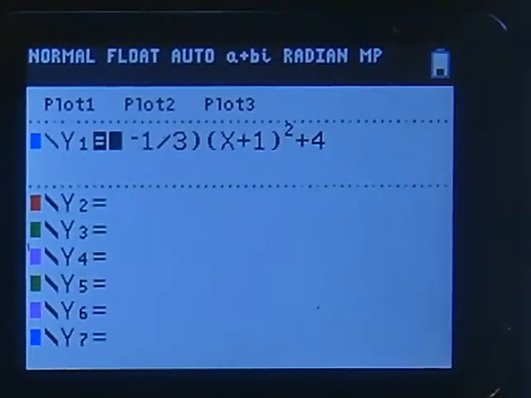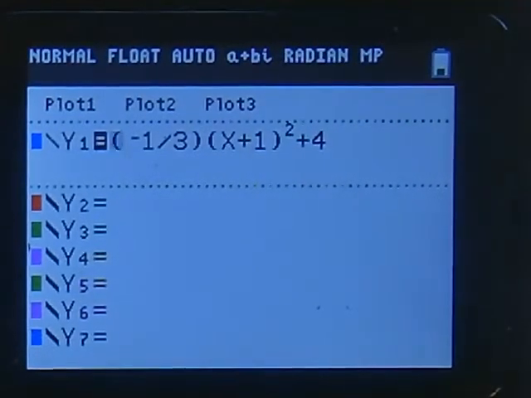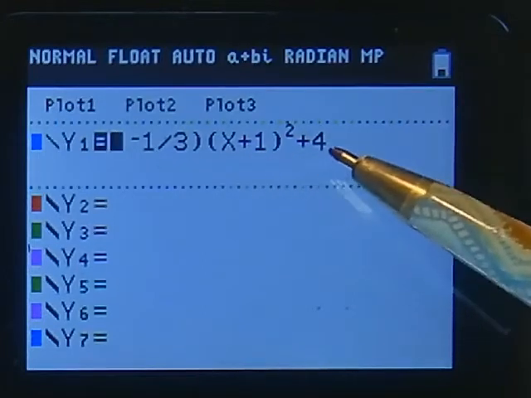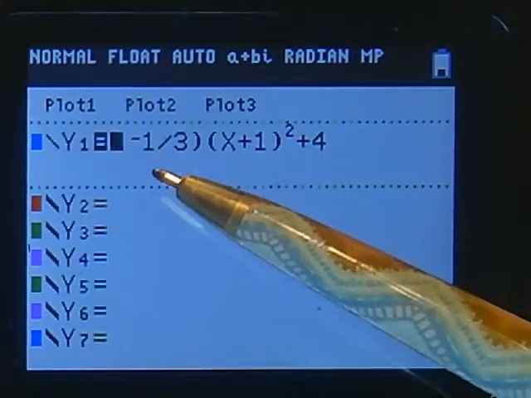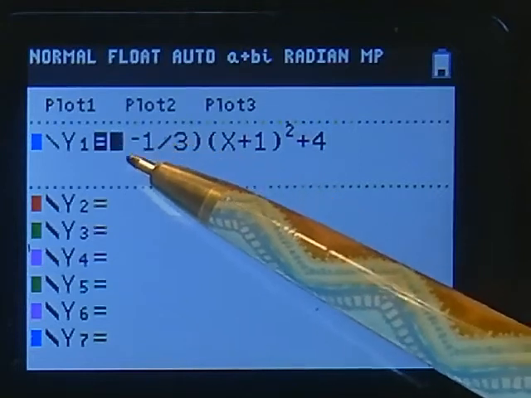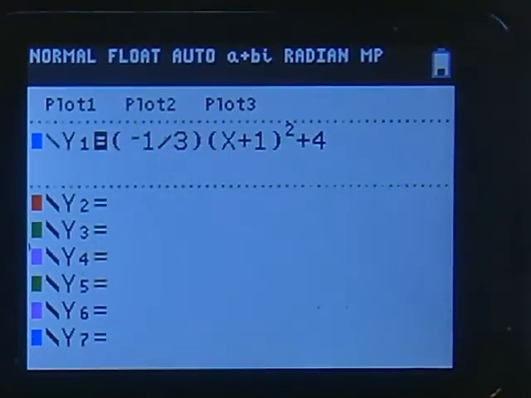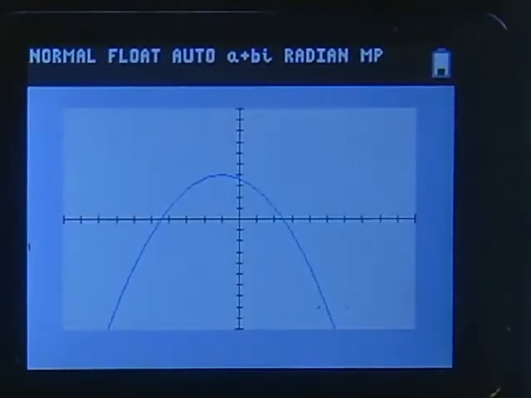And you can see again that the vertex, just looking at the equation here, x minus a negative 1, 4 is my vertex. And the a value is negative 1/3. So negative means it opened down. 1/3 means that the graph got squished. So as you look at this, the graph is not real flat here, but it is a little flatter.